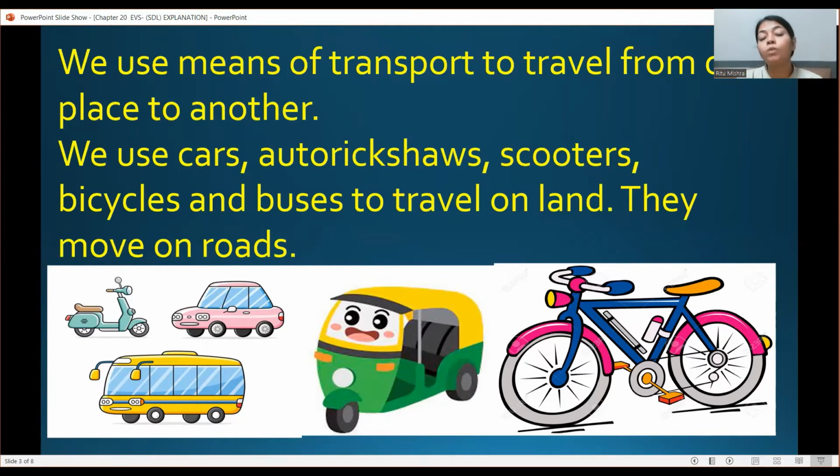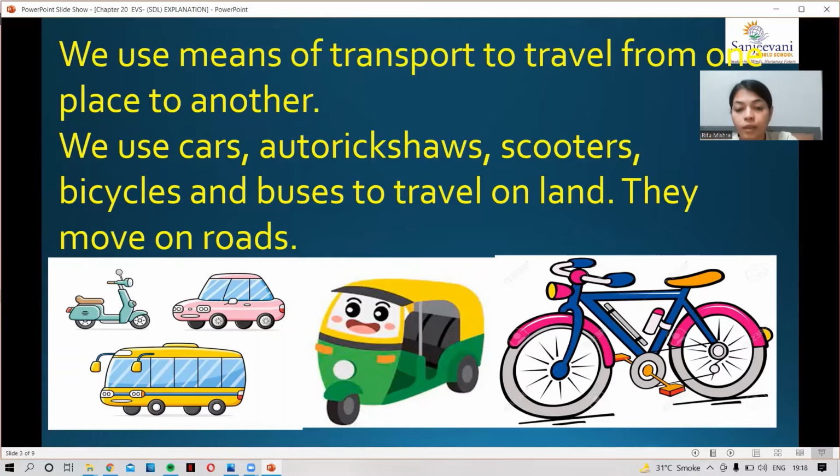So let's see about land transport. The vehicles that move on land are called land transport. We use cars, auto rickshaws, scooters, bicycles, and buses to travel on land. So where do these vehicles move? They move on land. So these vehicles are the modes of land transport. They are car, auto rickshaw, scooters, bicycles, and buses. So all these are land transport.